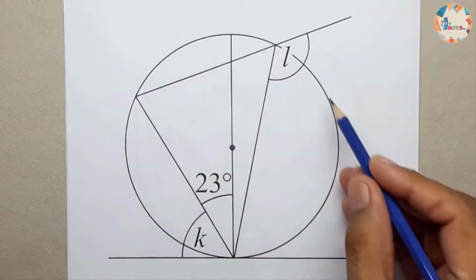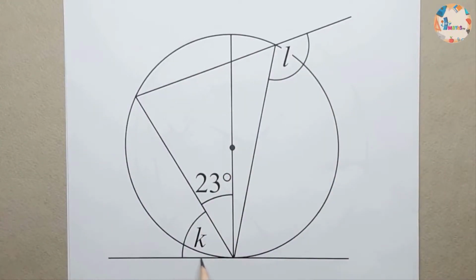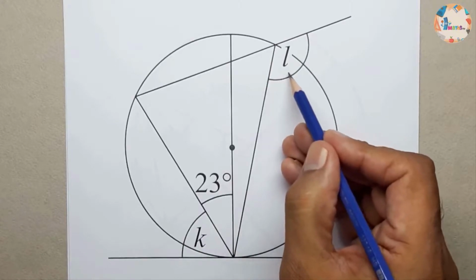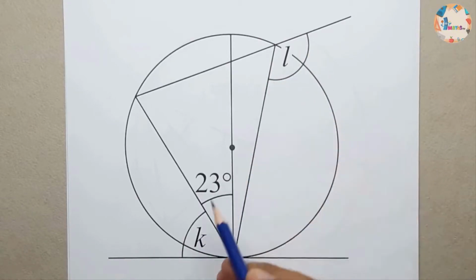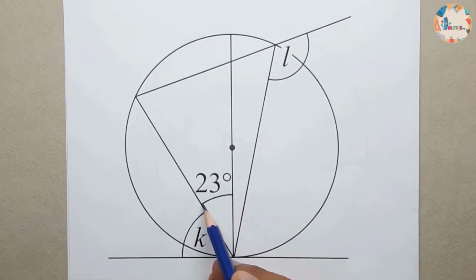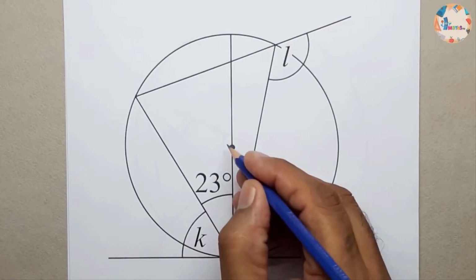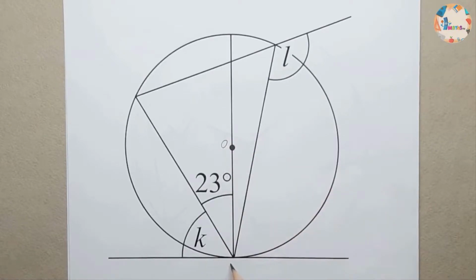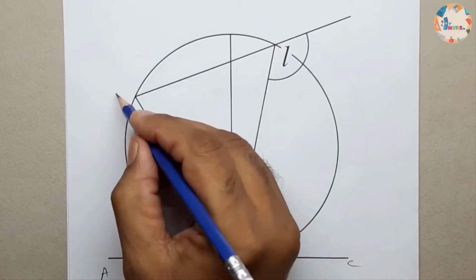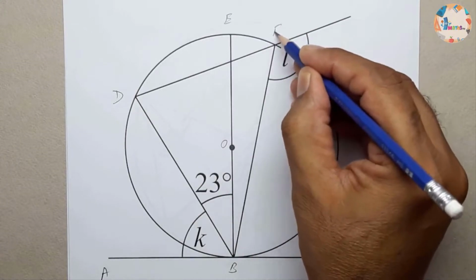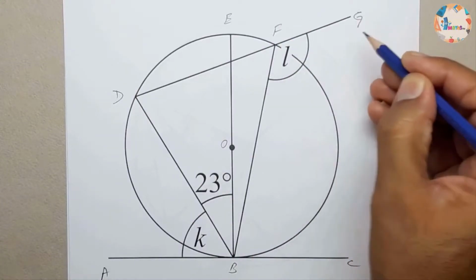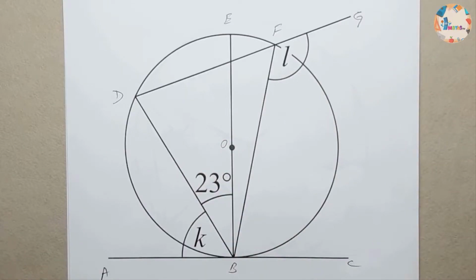If we see, this is the circle and this is a straight line touching this circle, so this is the tangent line to this circle. This is angle K which we need to find, and this angle L is also required, and this angle is provided, which is 23. So we can take this one as origin, and we can label these points A, B, C, D, E, F and G. So we have labeled this drawing for our understanding purposes.